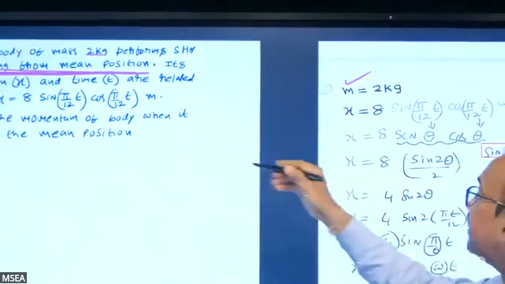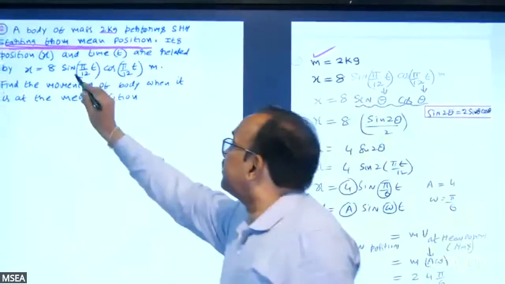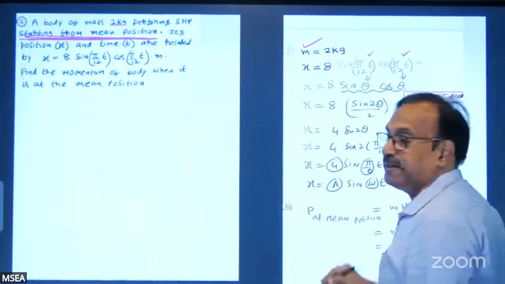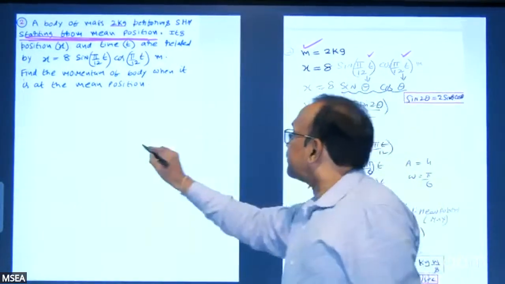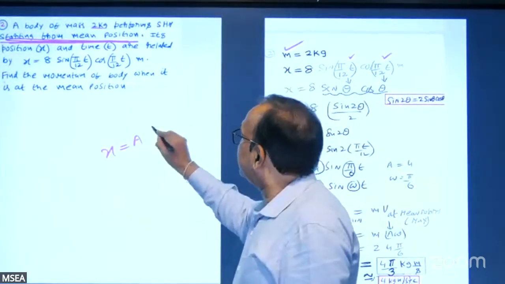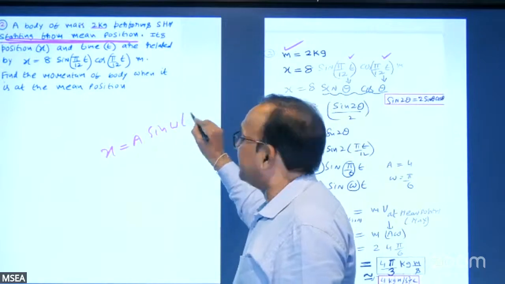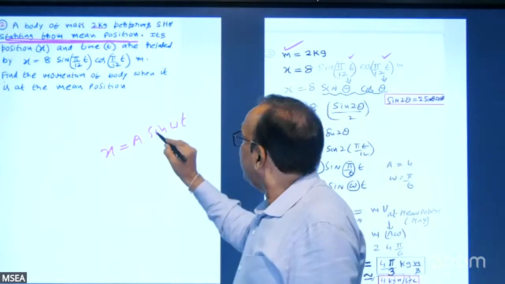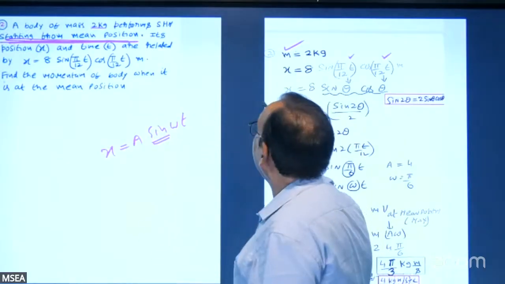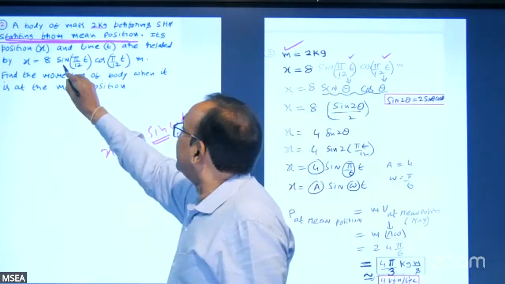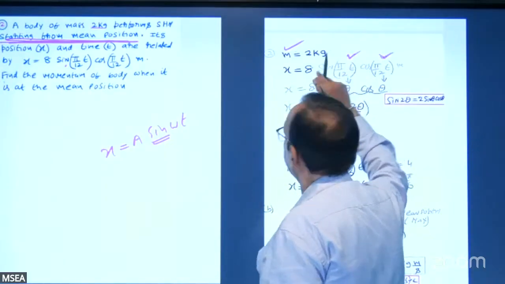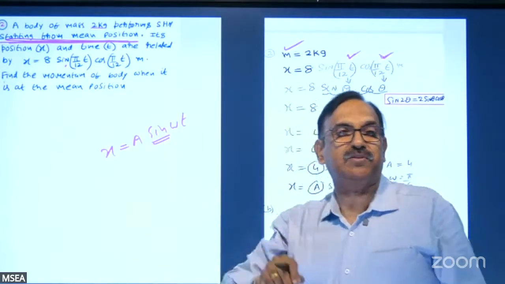The position x and time t are related by x is equal to 8 sine pi by 12t cos pi by 12t. When the motion starts from the mean position, the general relation is x is equal to A sine omega t. What does it mean? We must have only one sine. But here, intentionally, both sine and cos terms are given, x being expressed in terms of sine as well as cos.